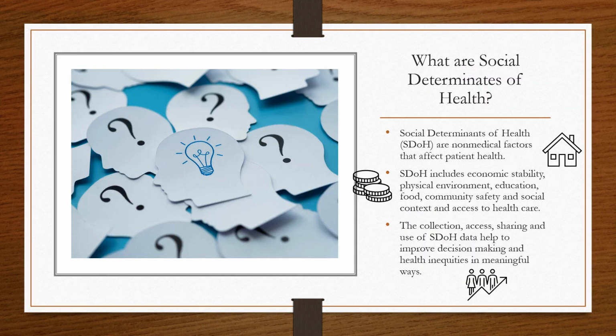So, what are social determinants of health? Well, social determinants of health are non-medical factors that affect a patient's health. Social determinants of health include economic stability, physical environment, education, food, community safety, and social context and access to healthcare. The collection, access, sharing, and use of social determinants of health help to improve decision-making and health inequities in meaningful ways.